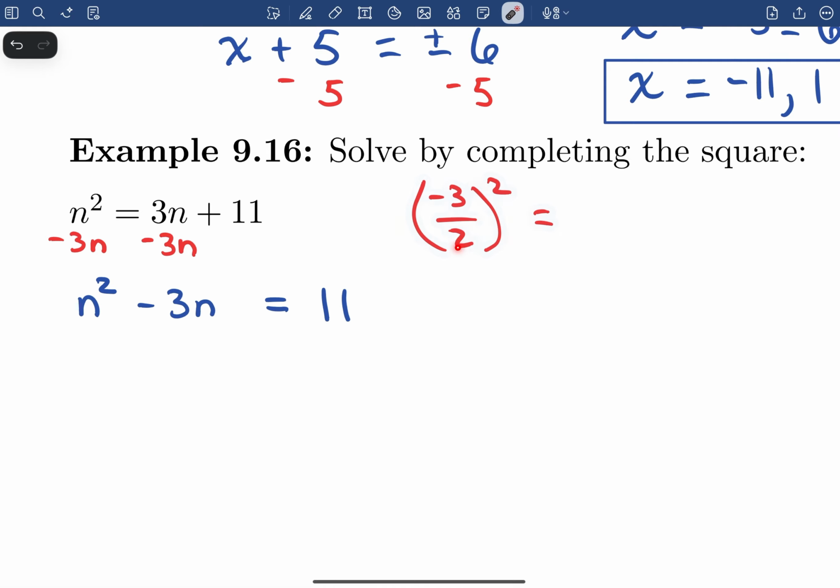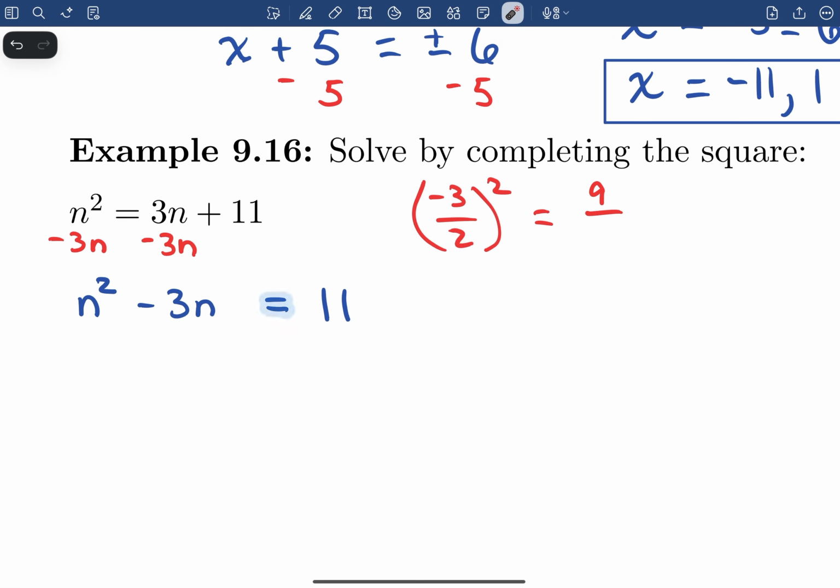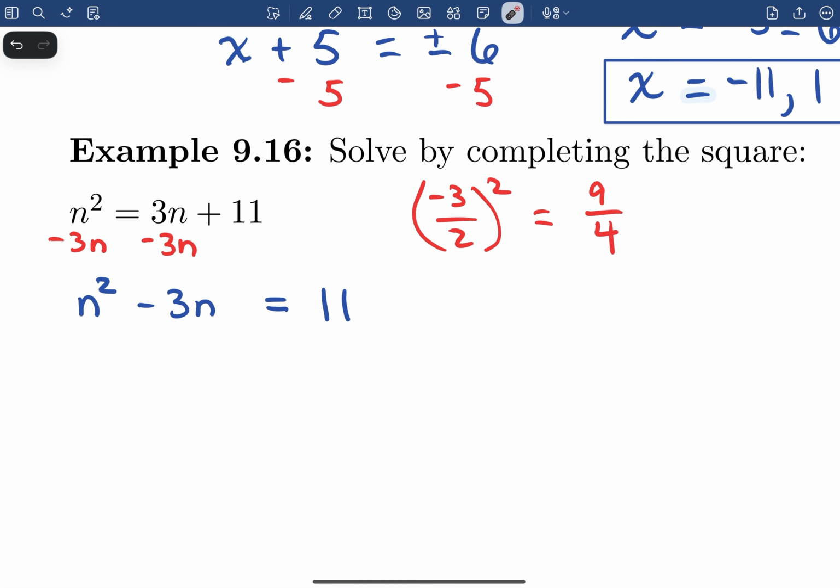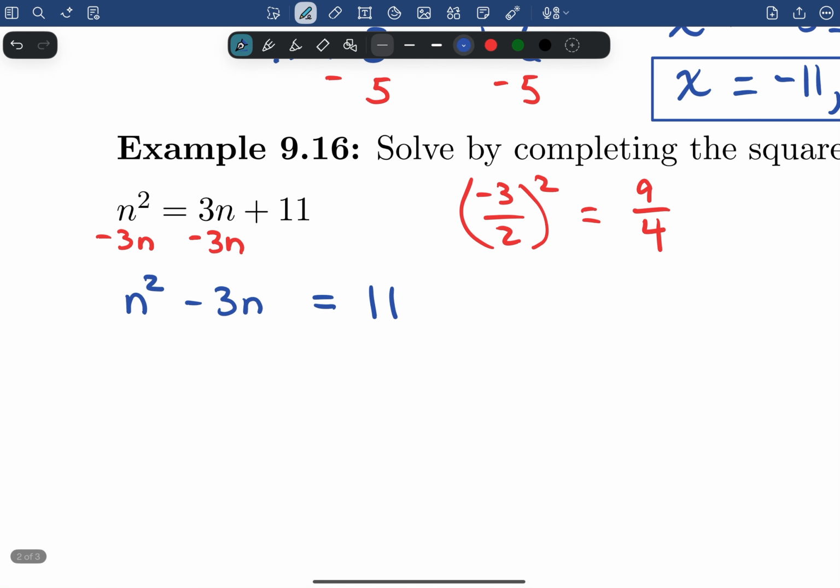And if I take negative 3 halves and I square it, well, take 3 and square it, and we get 9. And then take the denominator 2 and square it, and that gives us 4. And of course, a negative times a negative is a positive, so the negative's gone now. Anyway, this is b divided by 2 squared. It's 9/4. I have completed the square, and I'm going to add that value to both sides of my equation here. I have n squared minus 3n, and then 11 on the other side, and I left space to add 9/4 on the left and right hand side of this equal sign, like that. Balanced equation.